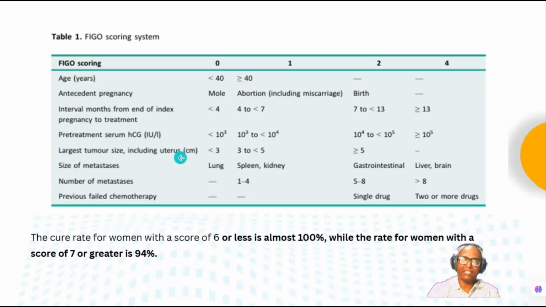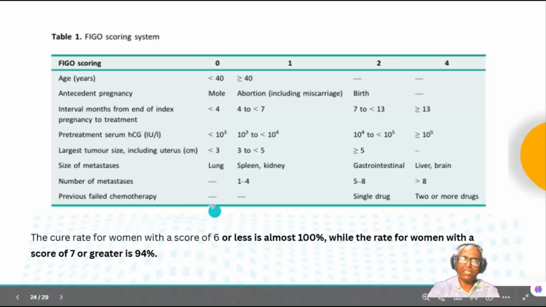In these patients, the tumor size is less than 3 centimeters and the lung mets also carry a zero score. If there are lung mets, it will have zero score. Tumor size less than 3. Beta HCG less than 1000. Diagnosis within 4 months. If it is molar pregnancy, age young patient less than 40, zero score. And obviously there are no metastases in zero score.